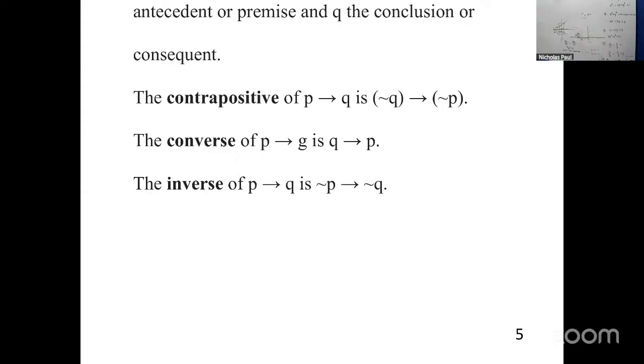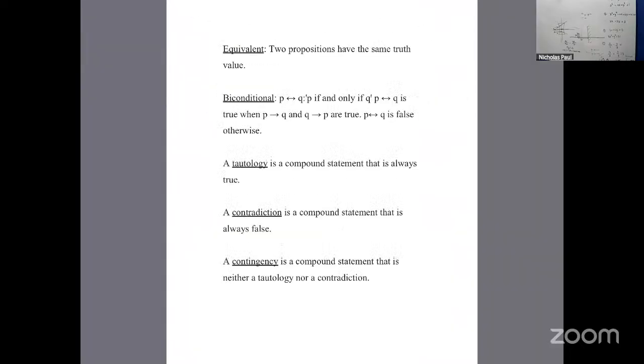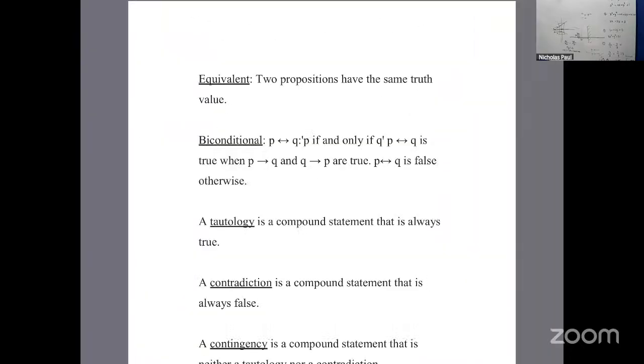Then you have contrapositive, converse, inverse. When you hear converse, what do you do again? That should be Q there. Converse, you flip them around. Inverse, you negate them. Contrapositive, you negate and you flip it around. We have to remember all these little things.